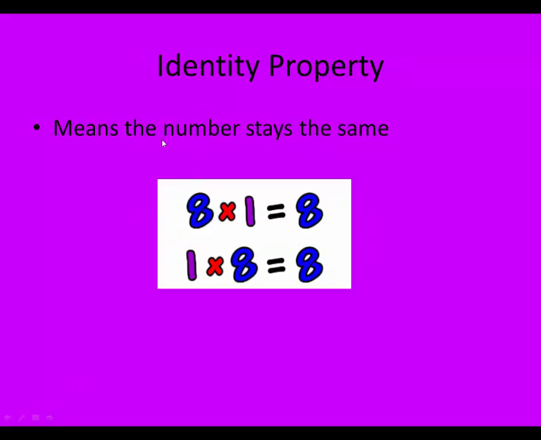Identity property means the number stays the same. So identity is really easy to pick apart from all the other properties because you're just going to be multiplying by 1. The answer is just going to stay the same. So if we do 8 times 1, it's going to give us 8. If we do 1 times 8, it's going to give us 8. So the identity property is anything times 1. So it means the number is going to stay the same.